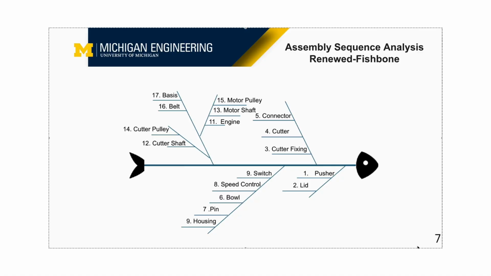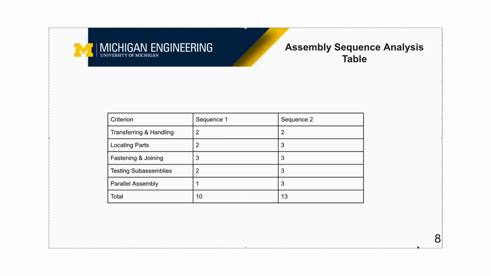Sequence 2 restructures the work into vertical inside-out subassemblies that can run in parallel: the bases, the housing, the cutter, and the lid. The bases itself also contains 3 subassemblies running in parallel. When comparing through various criteria, assembly sequence 2 gets the upper hand with 13 points compared to assembly sequence 1 with 10 points, due to ease of locating parts, testing subassemblies, and parallel assembly.